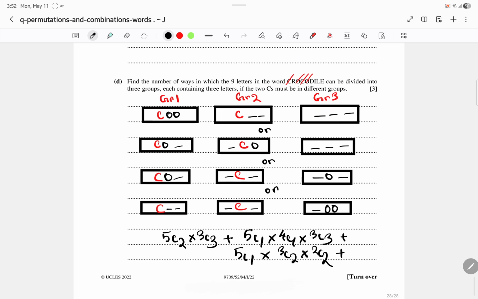Or for the last option, 5C2 into 3C2 into 1C1. So if you add all of them up, you should get 65, which is your final answer. The mark scheme will say 80, but guys, that's a wrong mark scheme. Cambridge later updated it, alright? It is 65, not 80. I repeat, it is 65. This is the correct answer, okay?